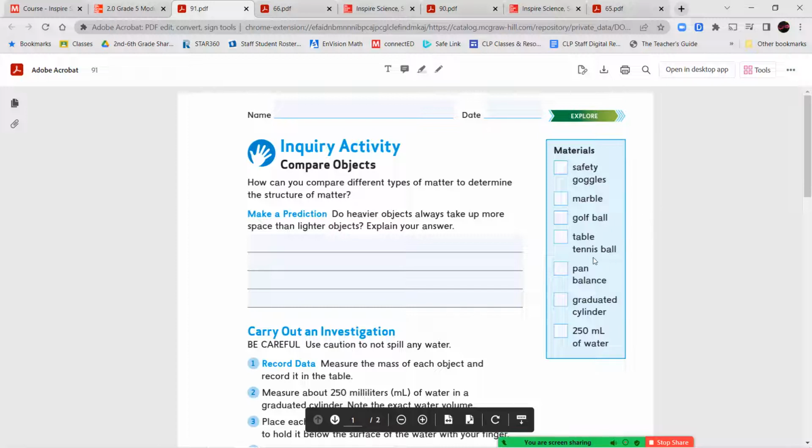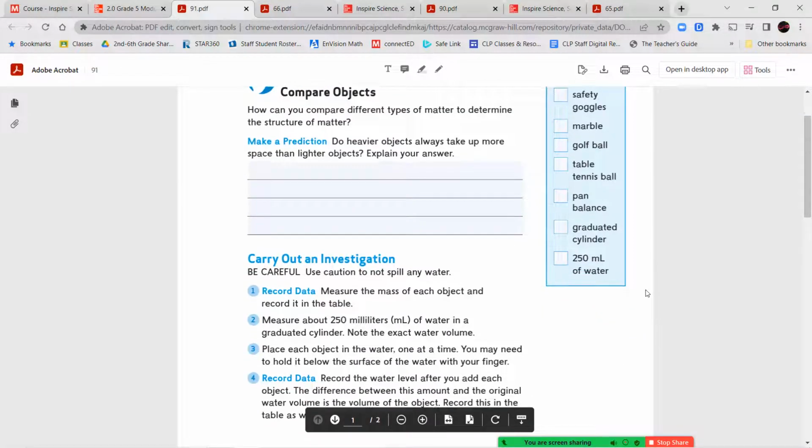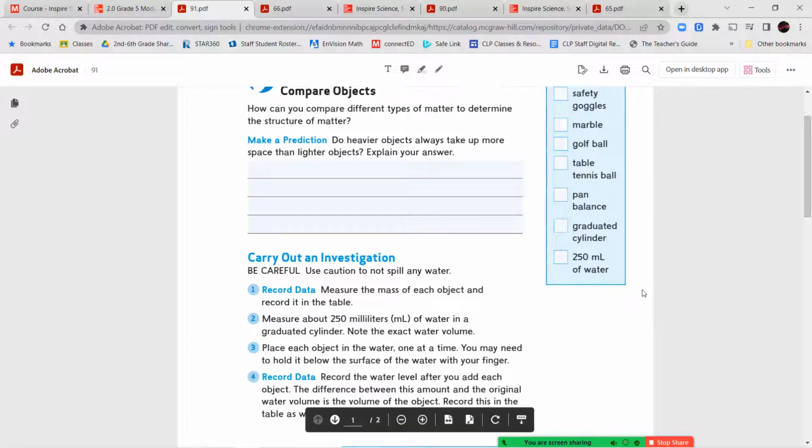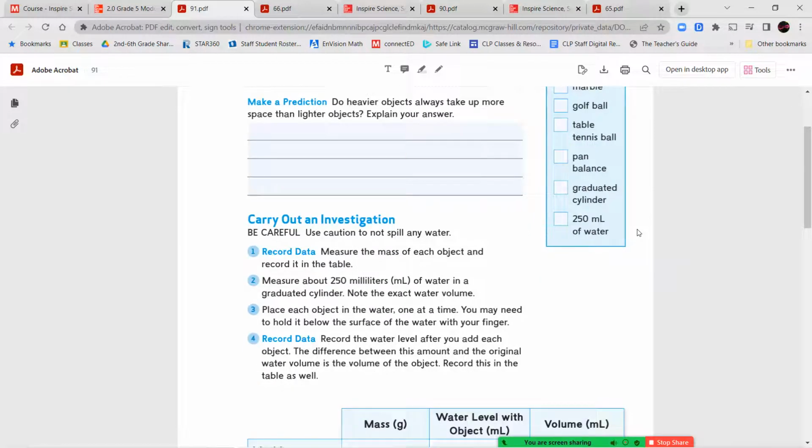golf ball, table tennis balls, it's a ping pong ball, a pan balance, a graduated cylinder, and 250 milliliters of water. So we're going to be using a beaker instead of a graduated cylinder because the graduated cylinders are really narrow and a beaker has a much wider opening for these different materials.